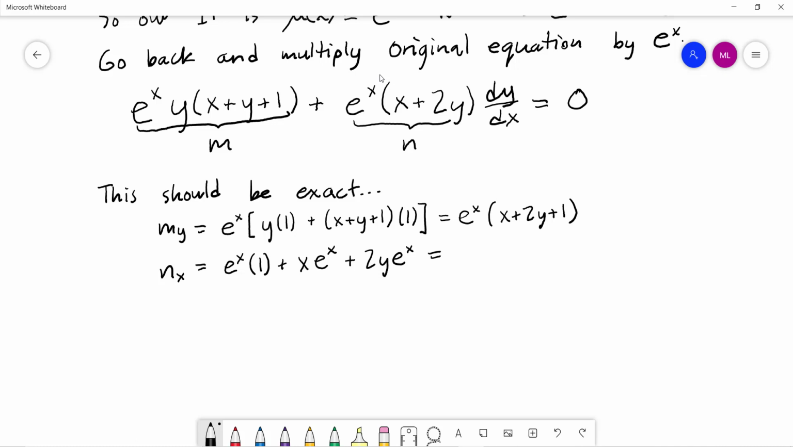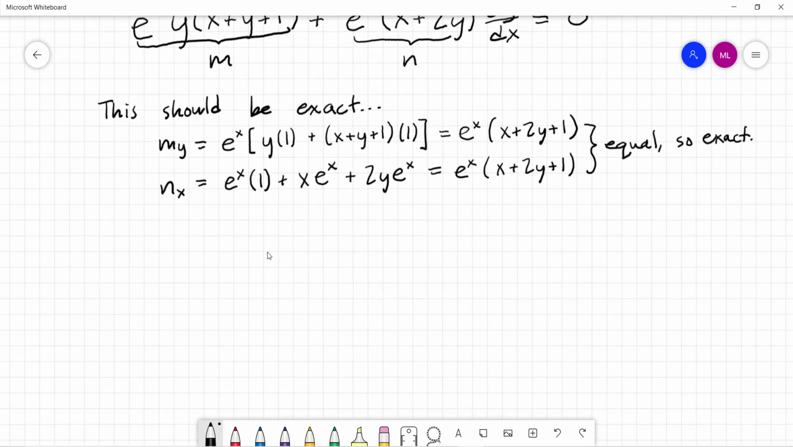And if we factor out an e to the x that shows up in all the terms, notice that I'll have a plus x, a plus 2y, and a plus 1. So an x plus 2y plus 1. And indeed, they're now equal. So it's exact. Okay, so it should have been exact, it was exact, and now we can solve for psi.